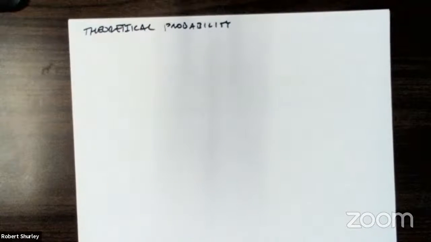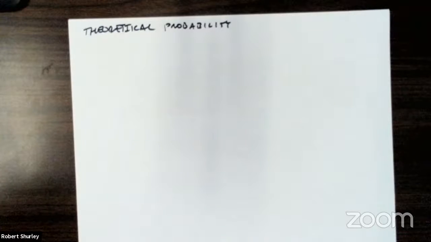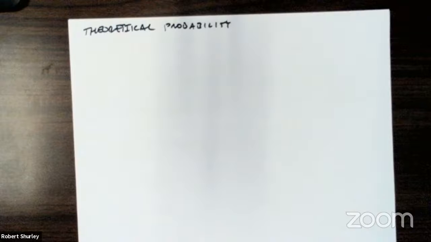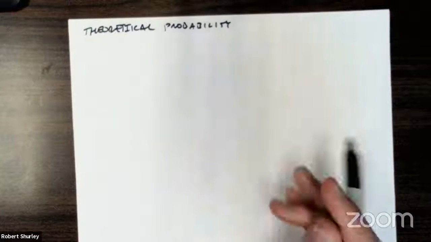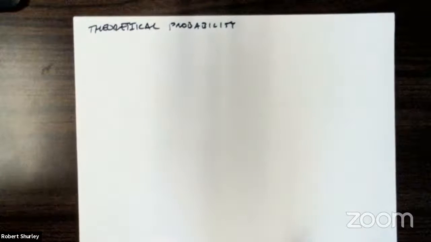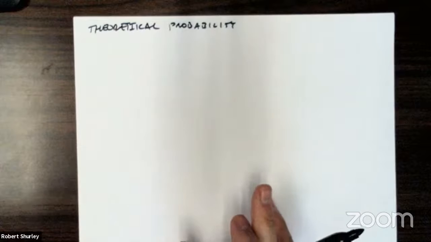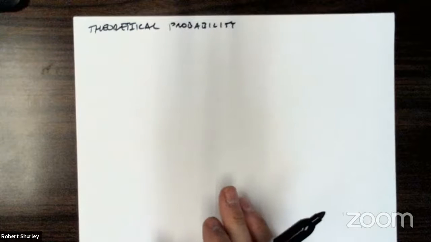And your book goes over 3 steps to find theoretical probability. It says, count the number of possible outcomes. Then step 2, among all the possible outcomes, count the number of ways the event of interest can occur. And then 3, determine the probability. Okay, so let's look. A die is a great example of this theoretical probability.